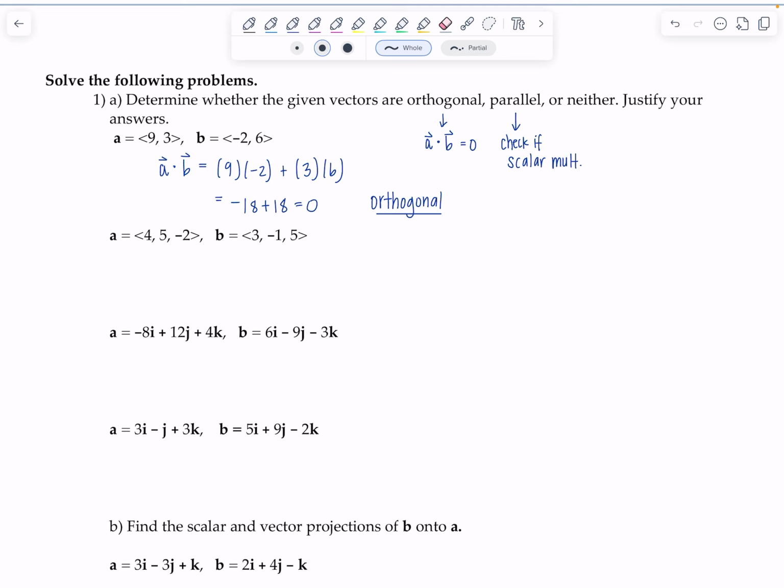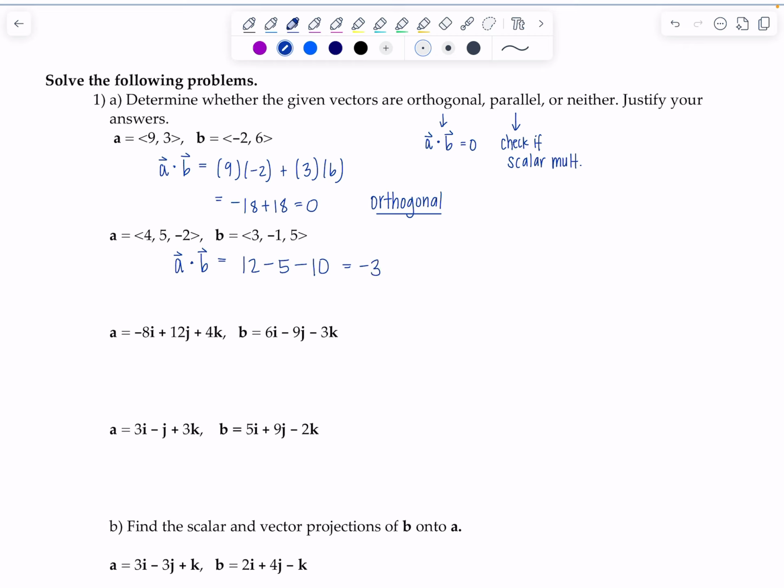Okay, next two vectors, let's check their dot product. So A dotted with B, that's going to be 4 times 3, so 12, plus 5 times -1, which is -5, minus 10. That's 12 minus 15, -3. Okay, so they're not orthogonal. Now let's check, are they scalar multiples?